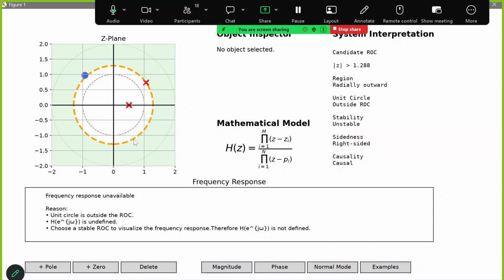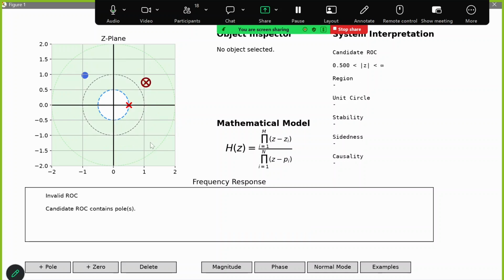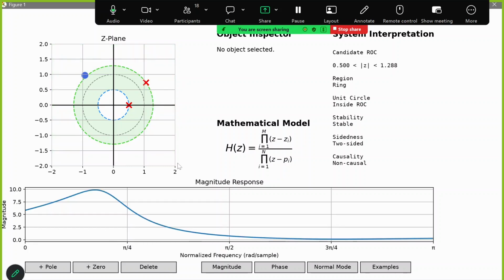However, we can also have a two-sided signal. For example, I can drag this one over here. So this is a two-sided signal. Is it stable? Yes, because the ROC includes the unit circle, but the system is not causal. Here on the left, you can see it's not causal. Why? Because it does not include infinity.